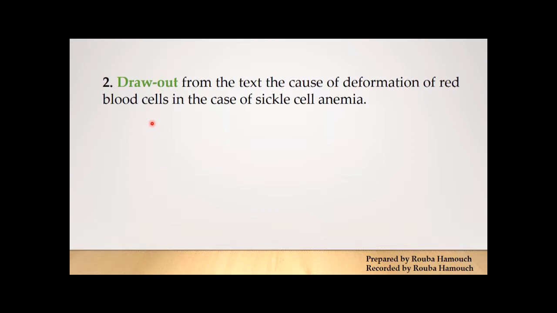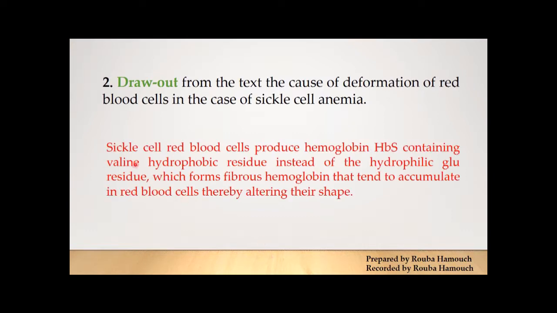So, what is the cause of the deformation of the red blood cells in the case of our disease, sickle cell anemia? We can say that sickle cell red blood cells produce hemoglobin HbS containing valine as a hydrophobic residue instead of the hydrophilic glutamic acid residue. This valine forms fibrous hemoglobin that tend to accumulate in red blood cells, thereby altering their shape.